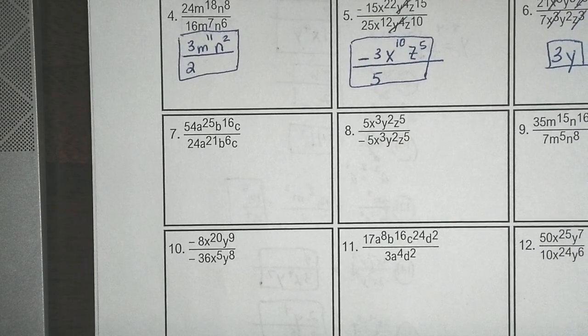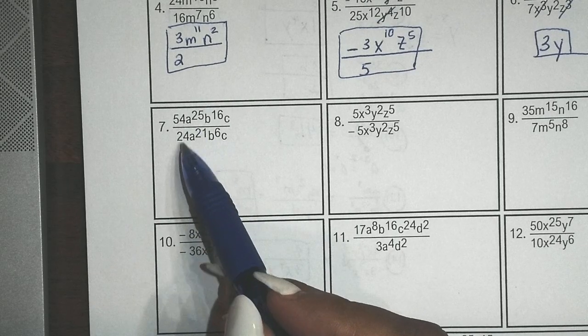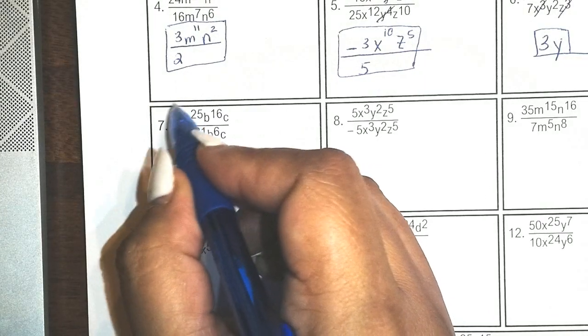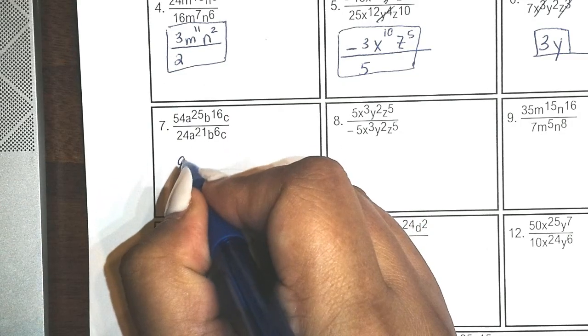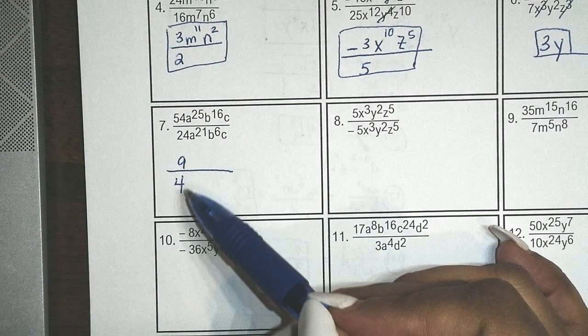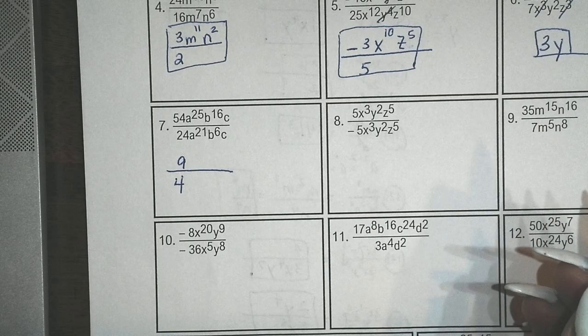Okay, let's look at number 7. 54 divided by 24. I'm looking at a 6. 6 times 9, 6 times 4. Yeah, so 6. I can reduce this by a factor of 6. So that's going to be a 9 at the top and a 4 at the bottom. And I can't reduce 9 and 4 any further than that. So, yep, that's my reduced fraction.